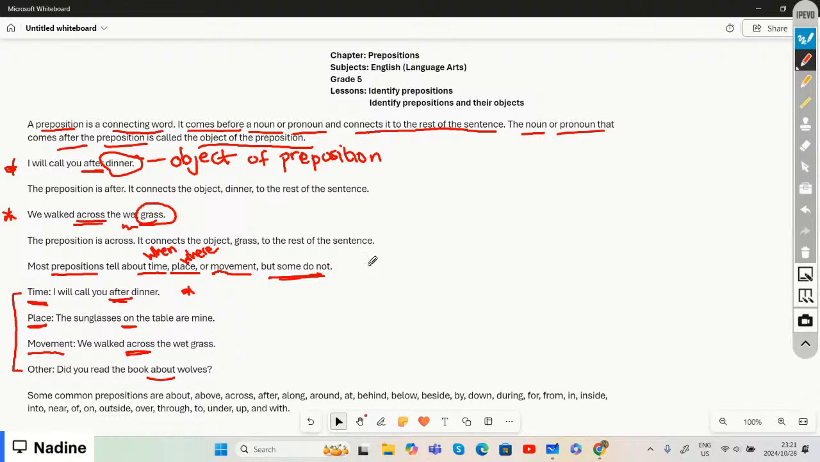And if we were to look at the most common prepositions, the ones that we mainly use are words like about, above, across, after, along, around, at, behind, below, beside, by, down, during, for, from, in, inside, into, near, of, on, outside, over, through, to, under, up, and with. Those are some of our commonly used prepositions.